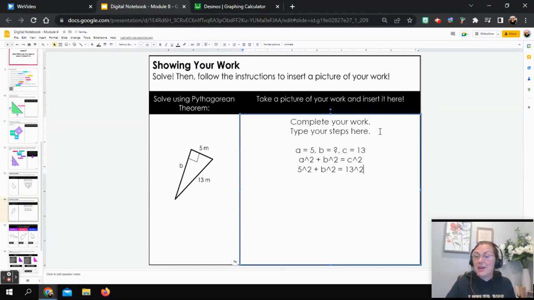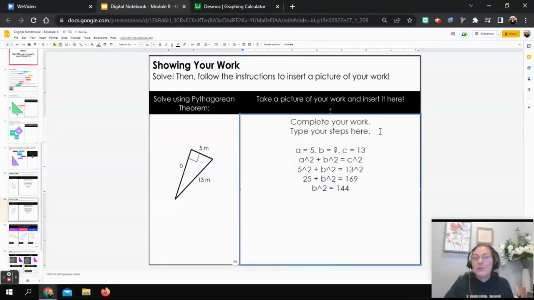Okay, let's substitute our values. 5 to the second is 5 times 5, or 25, plus b to the second equals 13 to the second, which is 169. Now, right here, this is where we need to get the b to the second by itself. So I'm going to subtract 25 from both sides of the equation. It gives me b to the second equals 144.